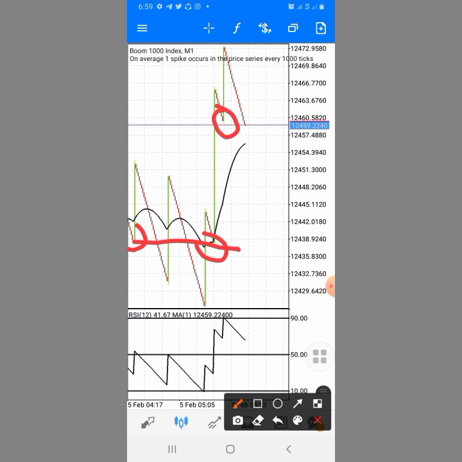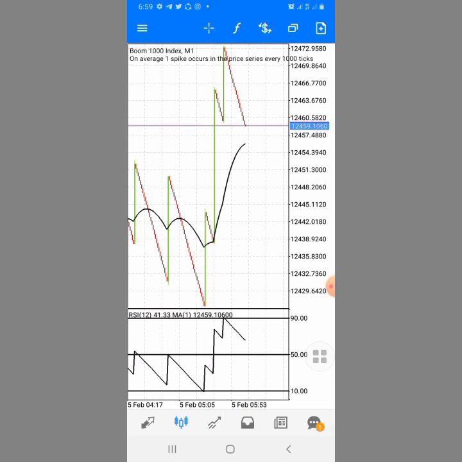Even though this one broke it down, guess what? This one did not break it. Yes, it did not break it. So you don't want to take such a risk.